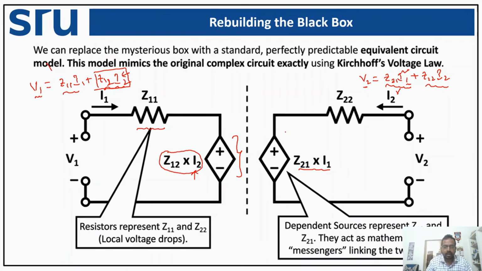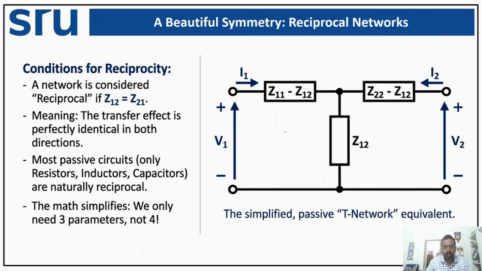Now students, let us discuss another important terminology, that is the condition for reciprocity. A two-port network is said to be reciprocal if the transfer impedance from port 1 to port 2 is equal to the transfer impedance from port 2 to port 1. That is, whenever my Z12 is equal to Z21. Mathematically, Z12 equals Z21.